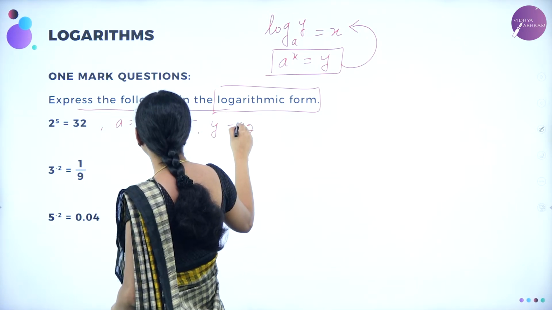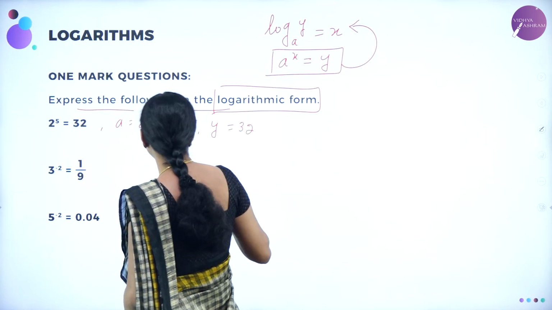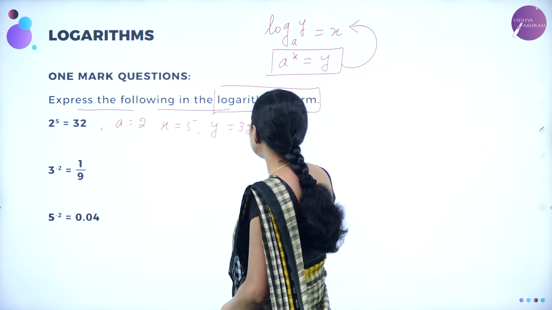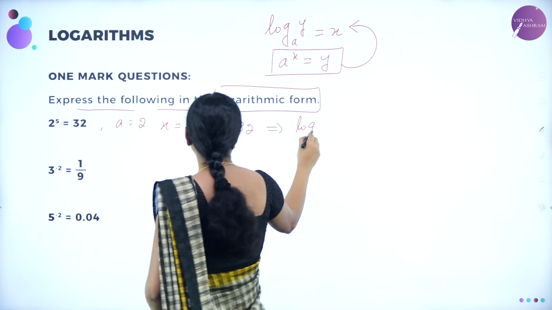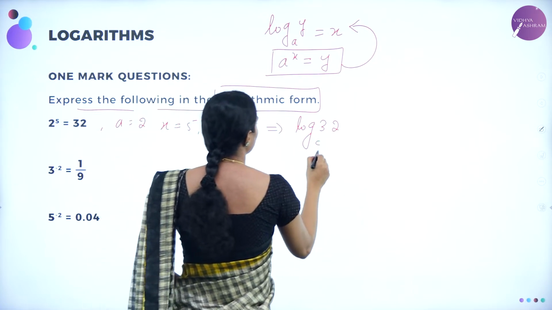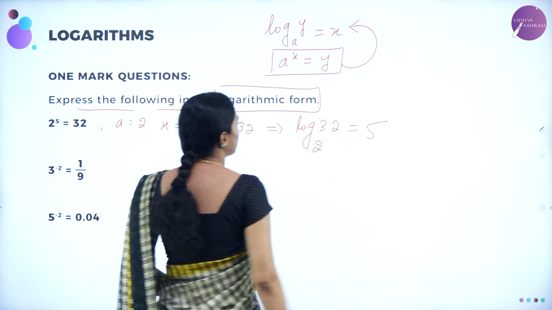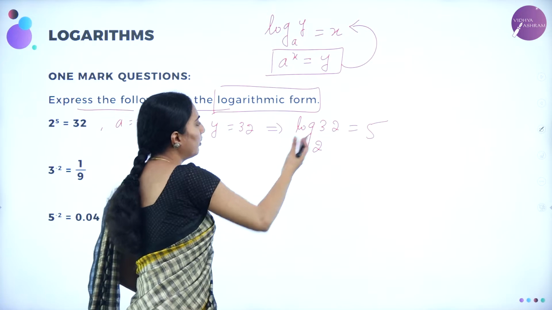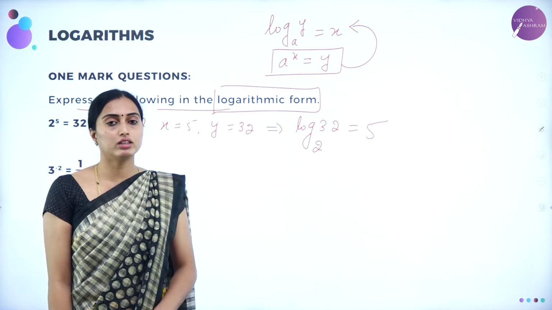Let me substitute according to the formula of logarithm. Therefore, you are going to have, which implies, log 32, correct? To base a, that is base 2, is nothing but 5. That's it. This is how we are going to write according to the logarithmic form.